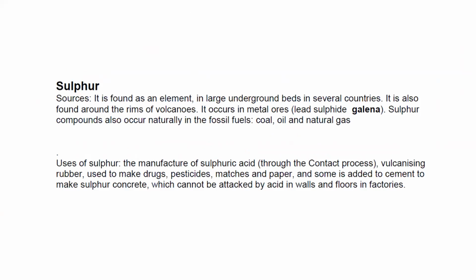So sulfur, how does it exist? It can be found as an element, existing underground as a solid. Sulfur solid is yellow in color. It is also found around the rims of volcanoes, the nearby sides of the volcano, where we can find this element sulfur.